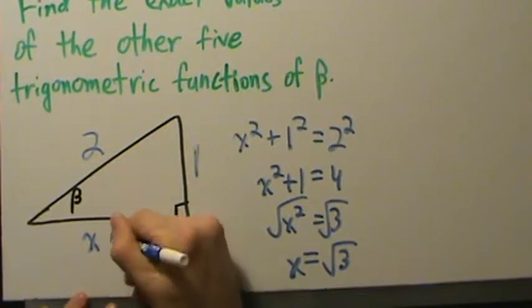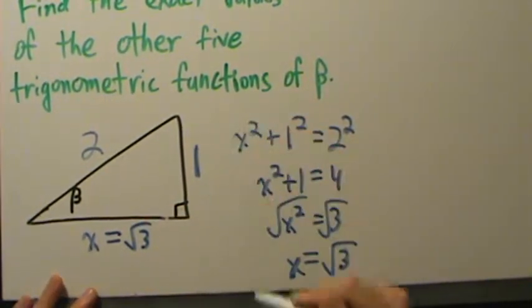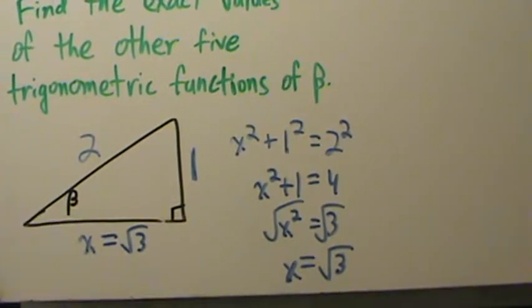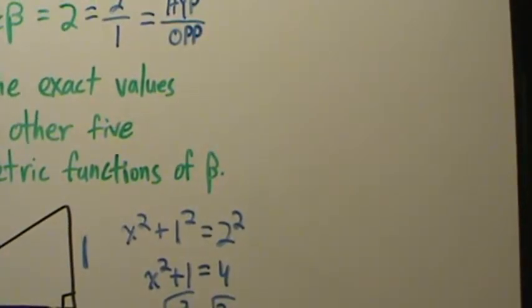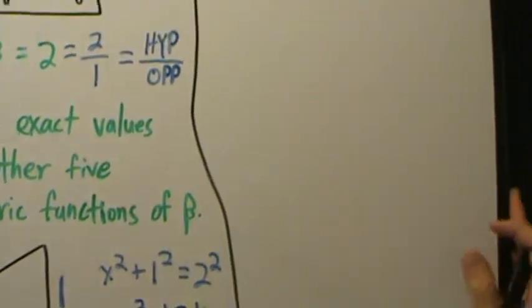So let's write that here, x equals the square root of 3. Right, now we have all 3 sides of the triangle, right? So here's root 3, here's 1, and then here's 2. Okay, that's great. Now we can easily find the other 5 trig functions, so let's go ahead and do that. So we'll separate this space here.